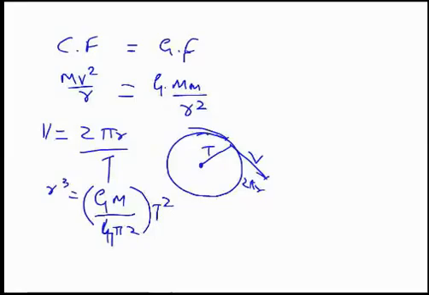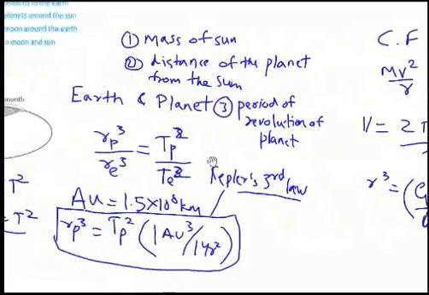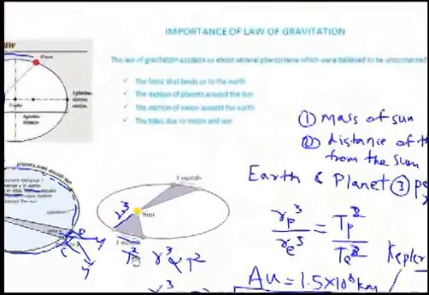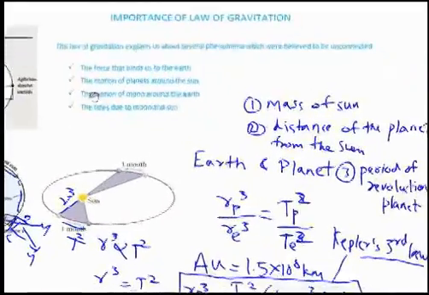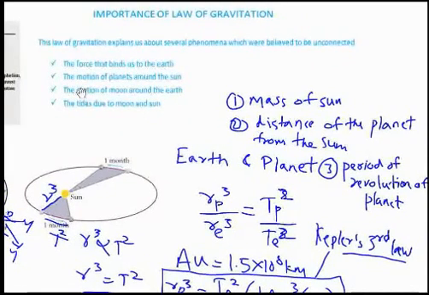Now finally, let us come to understand the importance of these laws of gravitation. The laws of gravitation help us to know about several phenomena which were believed to be unconnected. The first thing is we got to know that there is a force that binds us to the earth. We got to know about the motion of the planets around the sun. We also got to know about the motion of the moon around the earth. We also got to know the reason for the tides due to the moon and the sun.